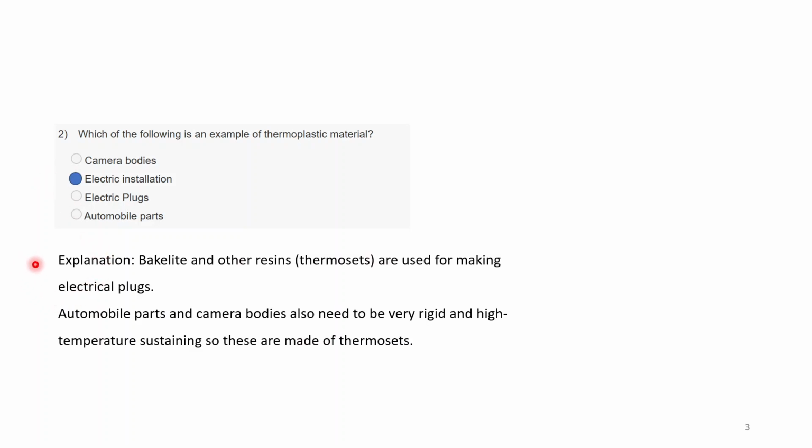So in the explanation, bakelite and other resins which are thermosets are used for making electrical plugs, and in the case of automobile parts and camera bodies, they also need very rigid and high-temperature sustaining polymers, so these are made from thermosets.